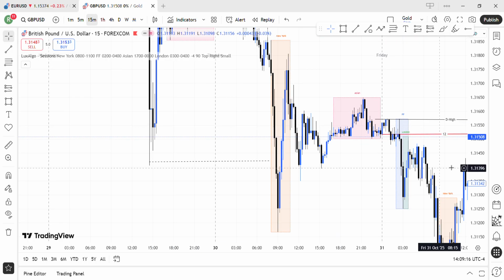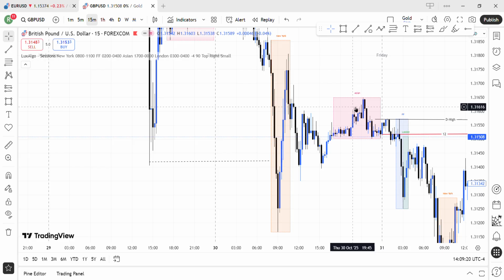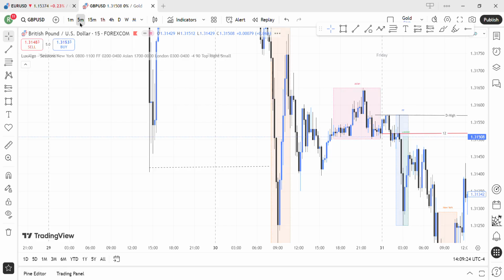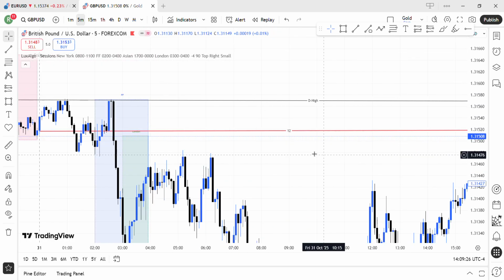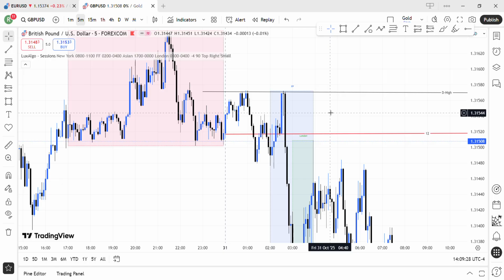Let's see what happened here. As usual, Asia, we consolidated a little bit. We pushed higher, build up, another inducement, pushed lower. What happened in New York? You can see crystal clear. You don't have to know anything much. You have to know the direction. You know the direction, which is selling due to the high time frame.